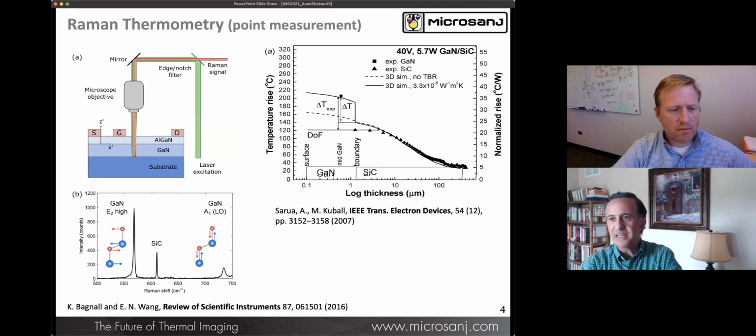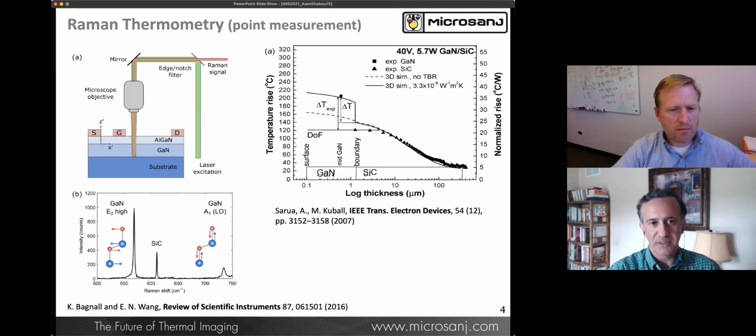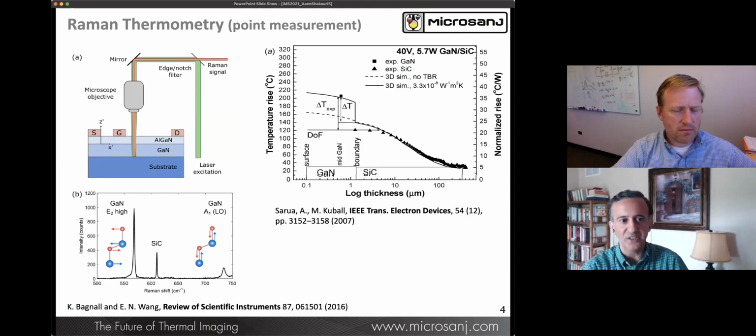One of the early methods applied for temperature measurement is Raman thermometry, and the top left-hand side shows the configuration. A laser, in this case a green light, is focused on the sample, and in the reflected light, we measure a small Raman shift. That is what is shown in the bottom left-hand side. These tiny shifts correspond to specific covalent bond vibrations, such as the gallium nitride E2 or A1 vibration.